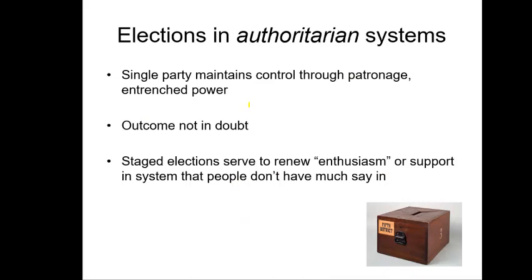Now, there are elections in authoritarian systems. There are quite a few countries in the world that do have elections, but they are relatively authoritarian, particularly in the single party authoritarian system that we've talked about before. The single party maintains control of the election system through patronage, clientelism. This is where the leaders promise jobs and promise favors. And so, therefore, the exchange of bribes of jobs and favors and things like that will permeate throughout the system.